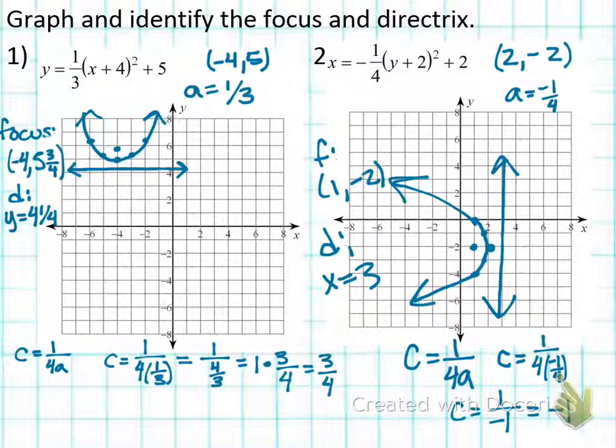Oh, someone asked how to find C. Remember, C is from our steps. We find it using this equation, C equals 1/4A. And then we just plug in A. A, remember, is the number in front of the parentheses. Okay, so we just plug that in. We have to do some arithmetic here. Okay, question?